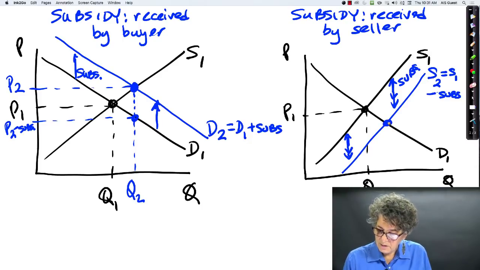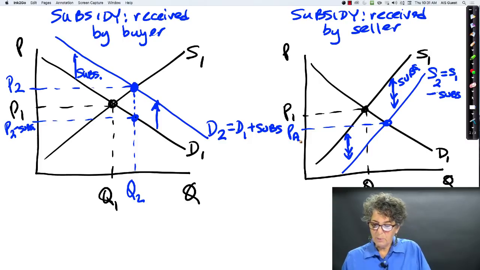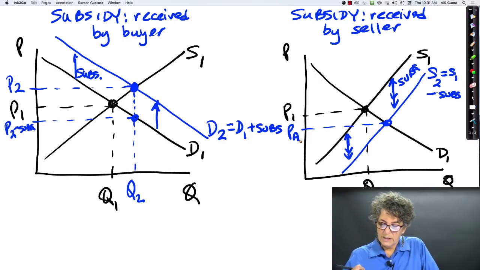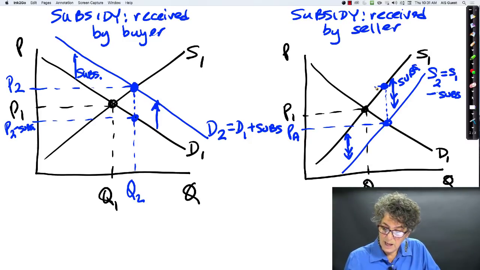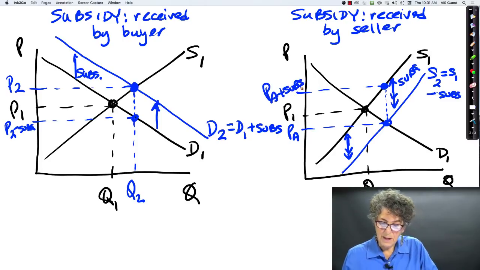What happens? We have a new equilibrium price. I'll call it PA. That's the price that is received by the seller from the buyer. So that's the price that the buyer is paying. The total amount that's received by the seller is the price they receive from the buyer, the price PA, plus the subsidy. So PA plus the subsidy is the amount that's received in net by the seller.